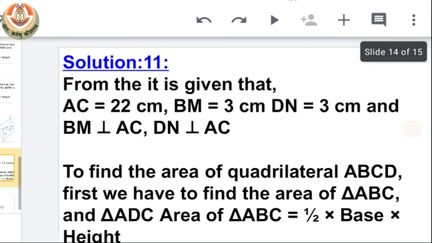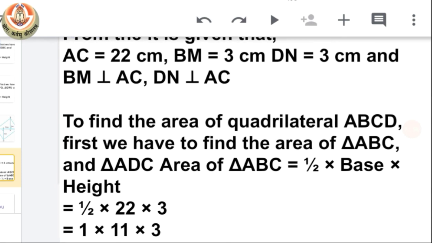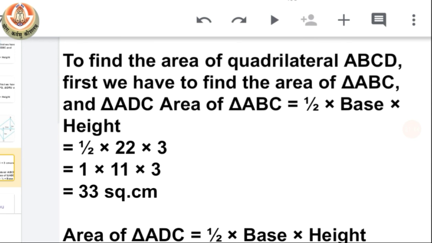Now let's see the solution. From the question it is given that AC is 22 centimeter, BM is 3 and DN is also 3. And we all know that BM and DN are perpendicular to AC, that is, they can be considered as heights. To find the area of quadrilateral ABCD, first we have to find the area of both the triangles.